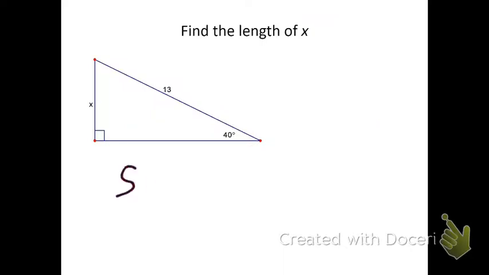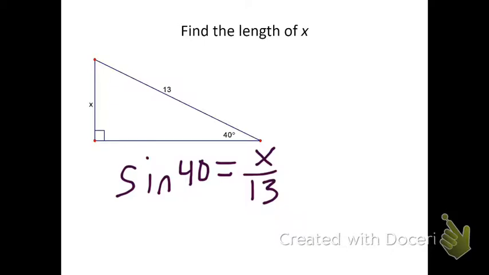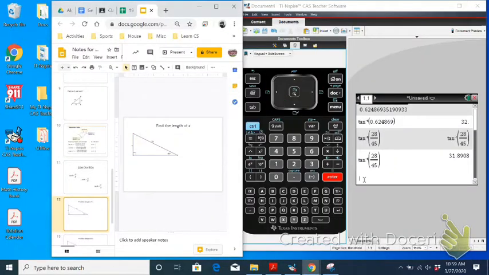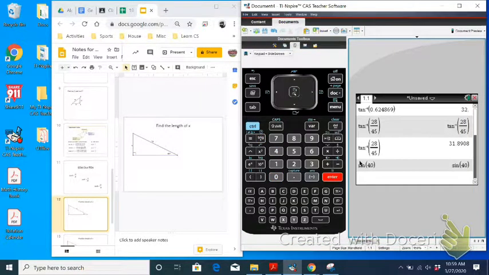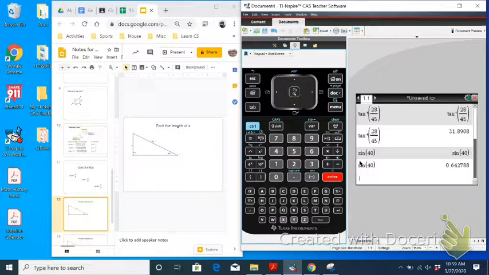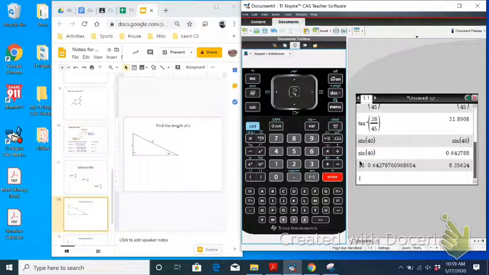Now, since we know we're going to use sine, we'll do the sine of 40 is equal to x over 13. And just like before, we're going to go to the calculator and figure out what the sine of 40 is. So we're going to go trig, hit sine, type in 40, and hit enter, which gives us the ratio, 0.6427. So since we knew that 0.6427 was equal to x over 13, we can now just multiply 13 by that ratio, by cross multiplying, and we get 8.35.